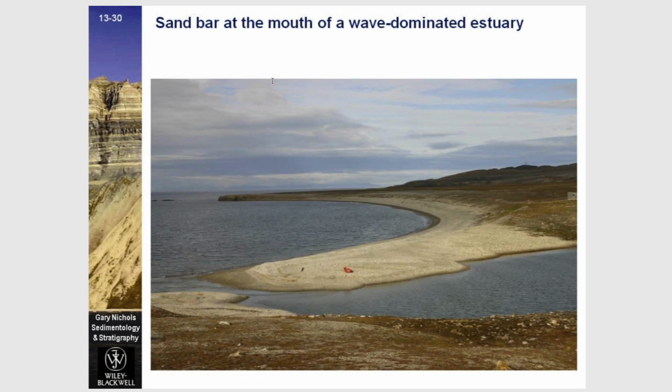One example of these is a major sandbar at the mouth of a wave-dominated estuary. So you can see the inlet here, which is sort of this valve that connects the sea with the lagoon.